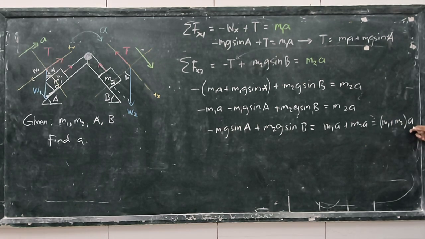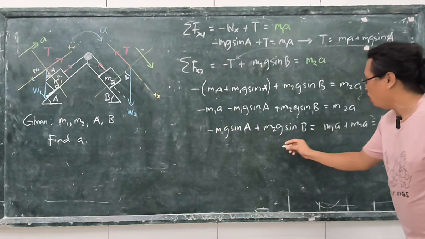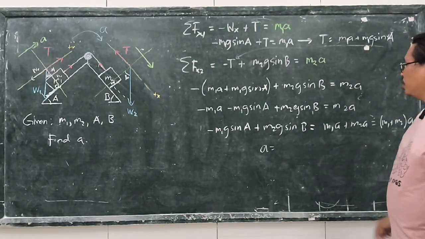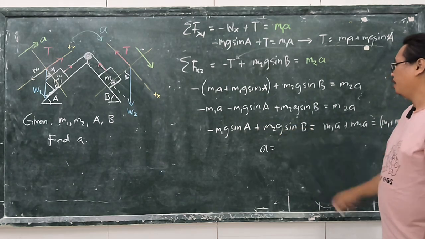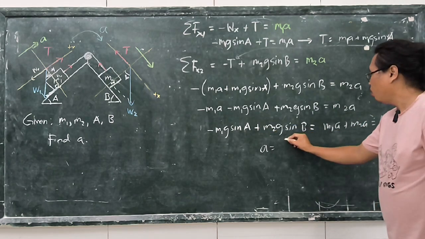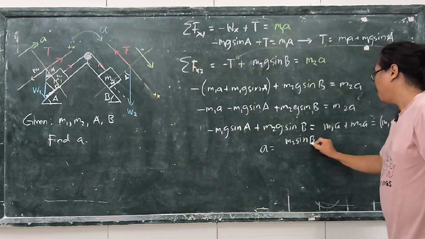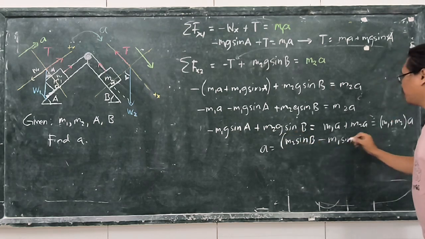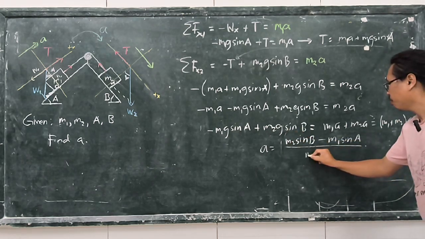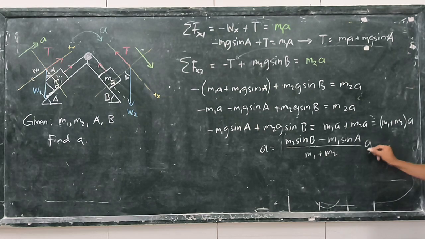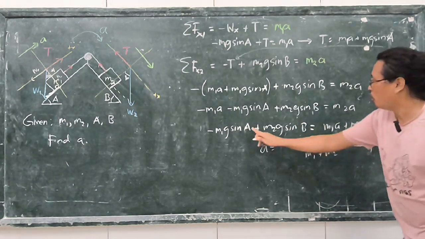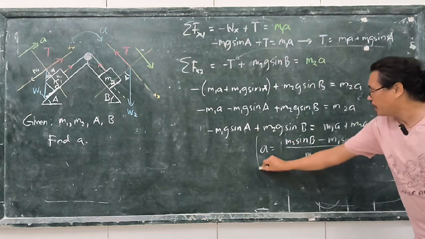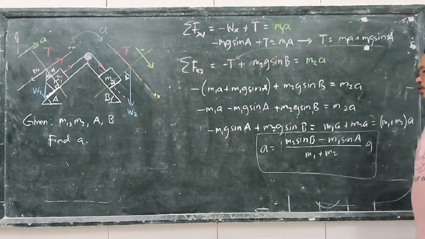And you can now divide it by m1 plus m2. We finally have our acceleration. What is our acceleration? Our acceleration would be m2 sine B minus m1 sine A over m1 plus m2, times g. I factored out g, right? So this is now my acceleration a.